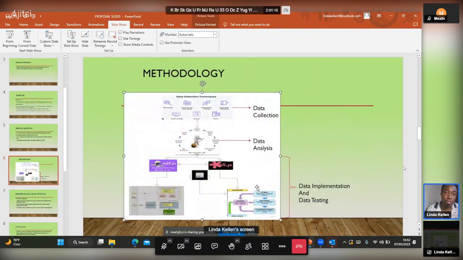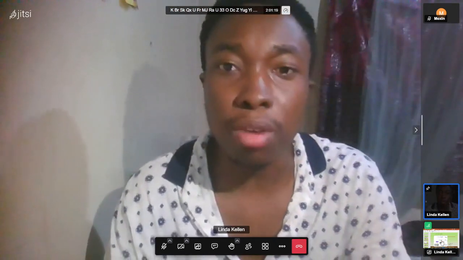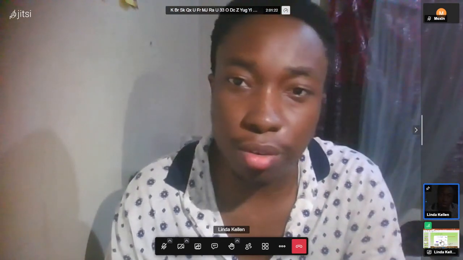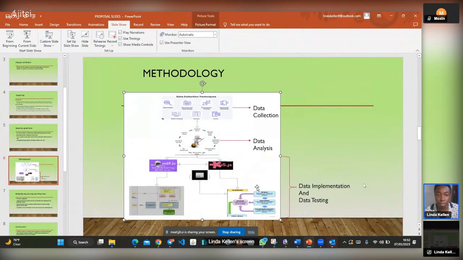So when we come to the methodology in response to the research questions, we plan to carry out rigorous data collection to acquire information on the various research questions that we have posed. Then we plan to analyze the data, and then using JavaScript library tools such as ML5.js, P5.js, as well as AR.js, we'll use these various tools to create the chatbot model and the augmented reality model.